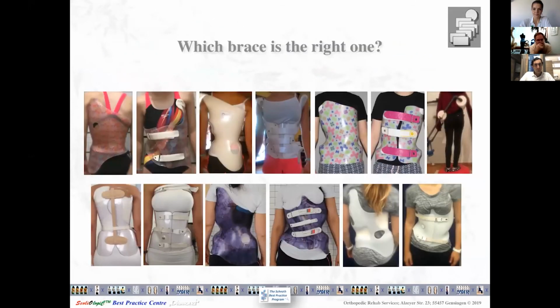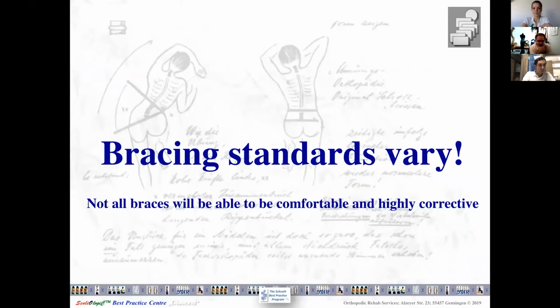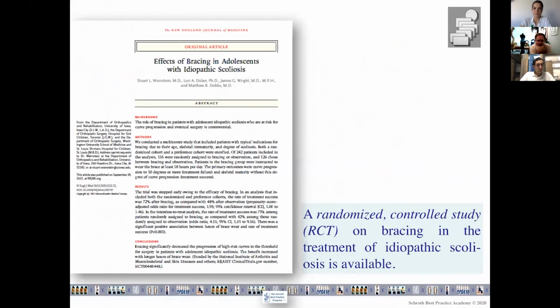Today, we know that many different kinds of braces are presented for treatment of scoliosis. But brace standards vary. We have a randomized controlled study by Weinstein, and the conclusion of this study is that brace does work. But this study was about the Boston brace and showed a rate of success of about 70%.